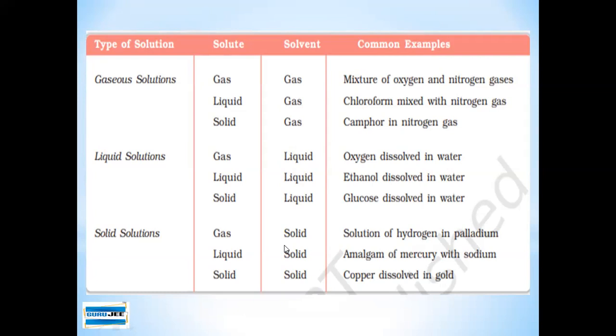Okay, so first, here you can see the example for a gaseous solution. If the solvent is a gas and the solute is also a gas, the example is a mixture of oxygen and nitrogen. In the atmosphere, different types of gases are present, like hydrogen, helium, oxygen, nitrogen, carbon dioxide, and carbon monoxide. These are all gases dissolved in the gas itself. Then the second one is a liquid solute. The example is chloroform mixed with nitrogen gas. Here nitrogen gas is the solvent and chloroform is in liquid form.